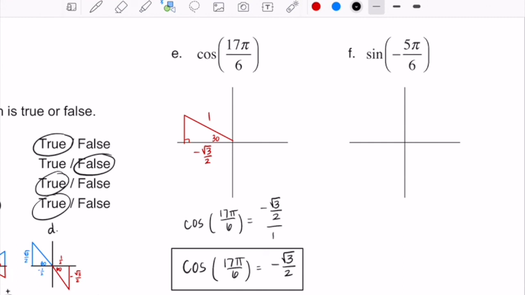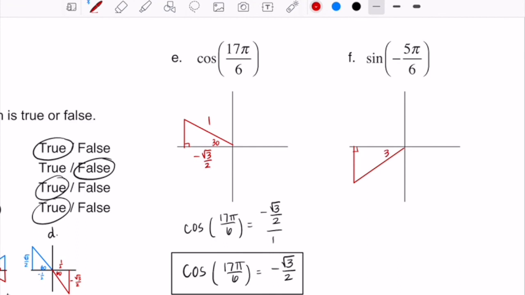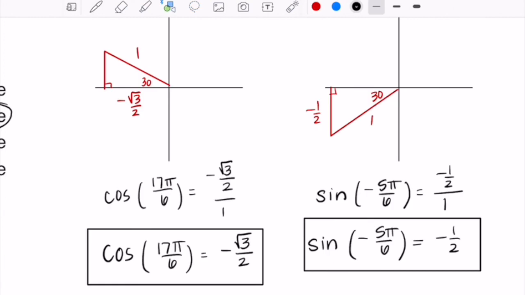And then lastly, negative 5 pi over 6 radians finishes in quadrant 3. My reference angle here is 30 degrees. And for sine, I'm going to need opposite and hypotenuse. So the sine of negative 5 pi over 6 radians is equal to negative 1/2. That's the opposite side divided by 1, the hypotenuse. And so for this one, I get that the sine of negative 5 pi over 6 radians is equal to negative 1/2.